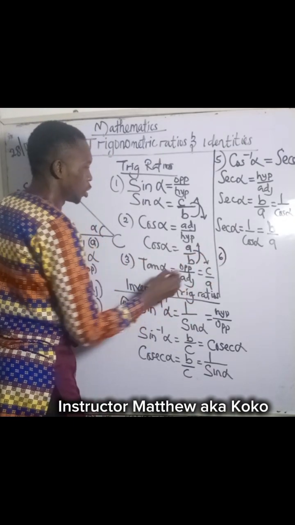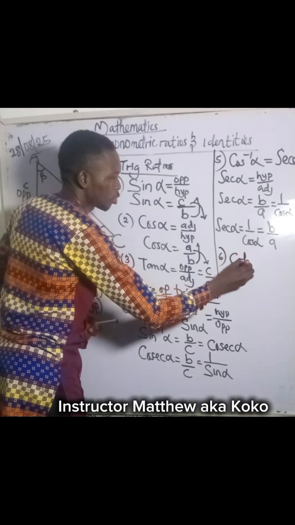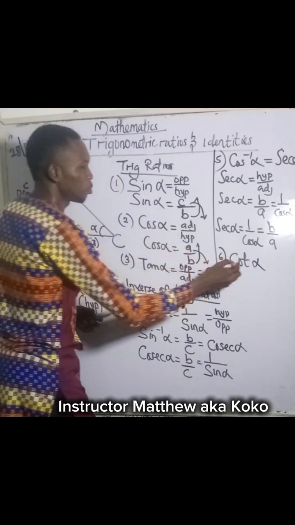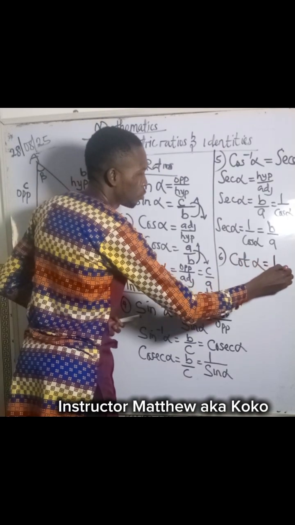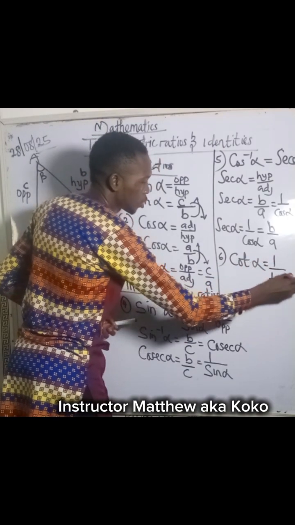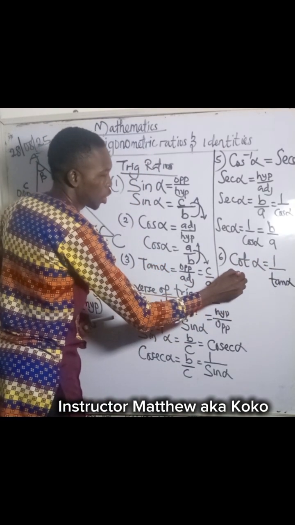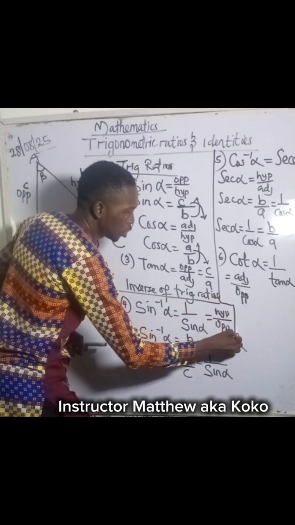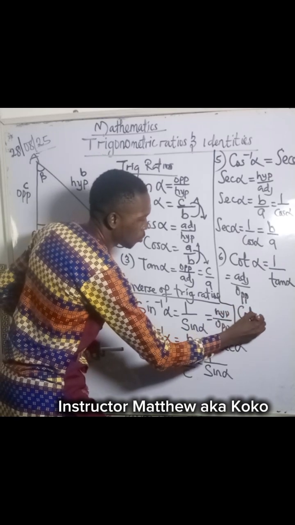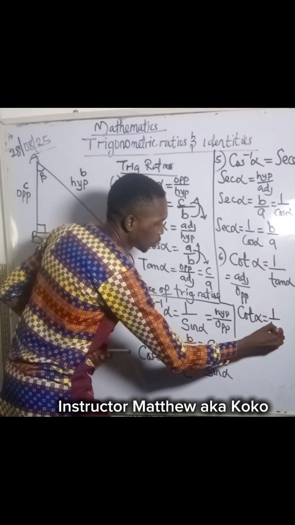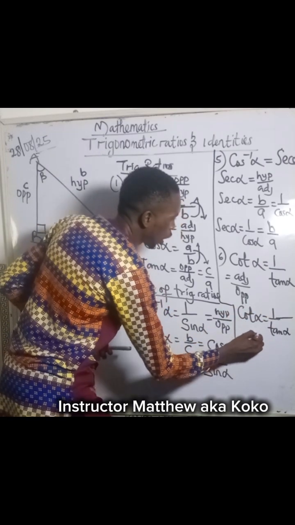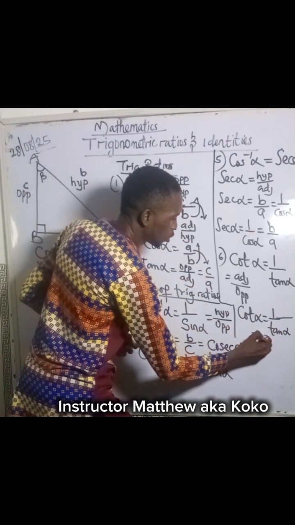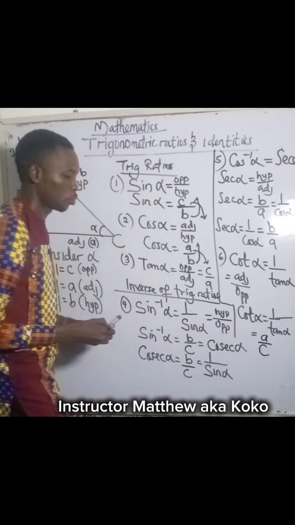And the last but not the least is called cotangent. The short form is cot. So the cot of this angle is the same thing as the inverse of tan of that same angle, which is equal to adjacent divided by opposite. So this implies that cot alpha is equal to 1 divided by tan alpha, which is now equal to a divided by c.